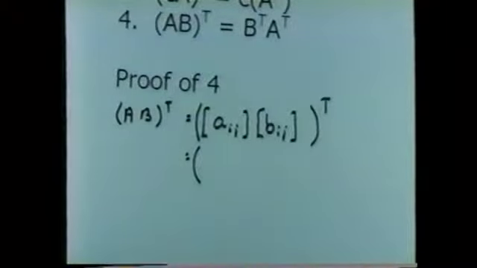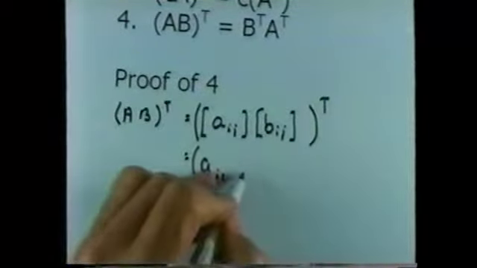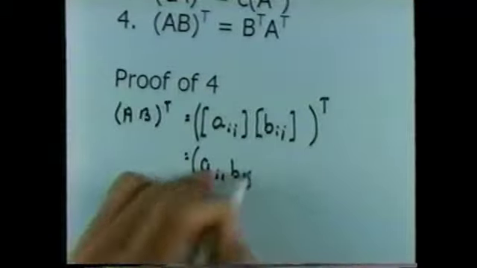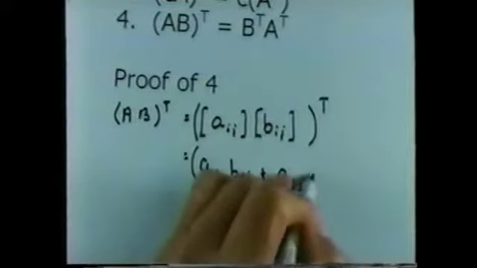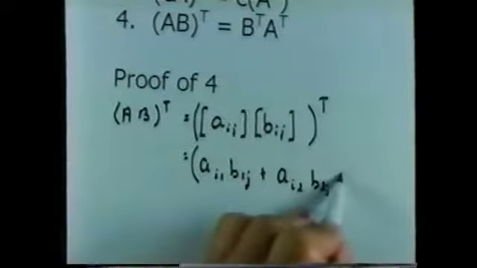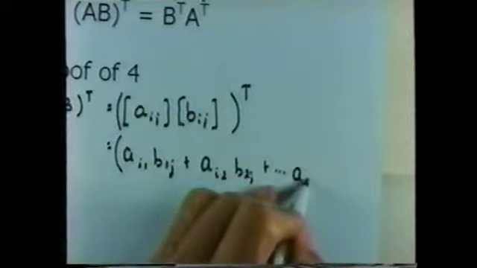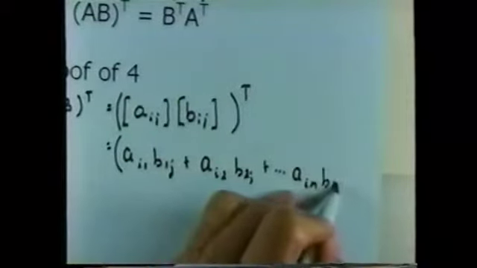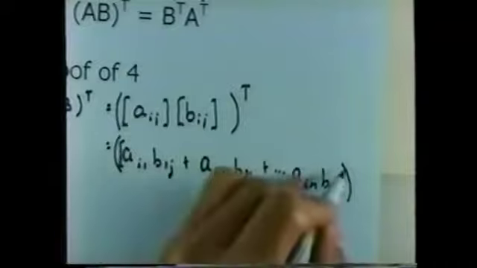Now look back at matrix multiplication. And actually we did work with this in the last proof. This would be A i1 B 1j, plus A i2 B 2j, plus, and it goes out to A in B nj, transpose.